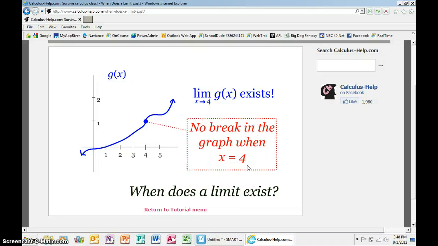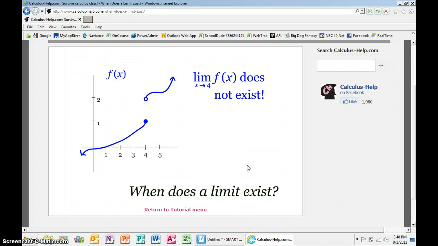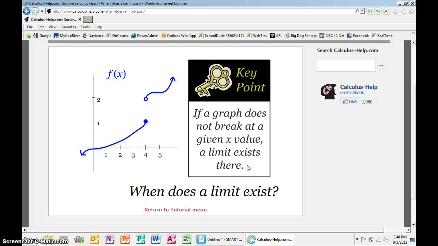Now, there's something to be said here. The previous function did not have a limit at 4. It did have a limit at many other points. For example, a limit existed at 1, at 2, at 5, at 0. All these x values showed locations where the graph did not break. In essence, a graph will not possess a limit if it breaks at the given x value. That's why our new function does possess a limit at x equals 4.